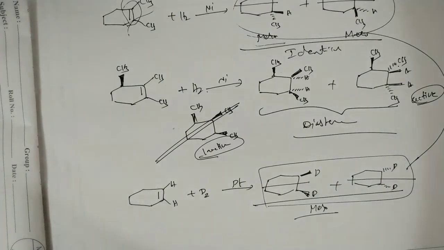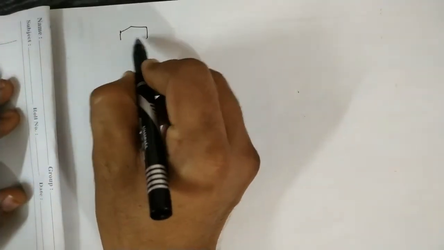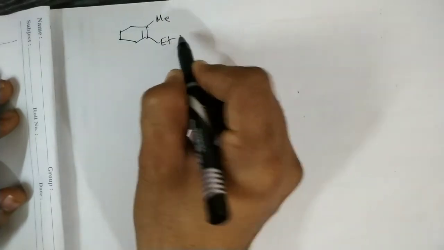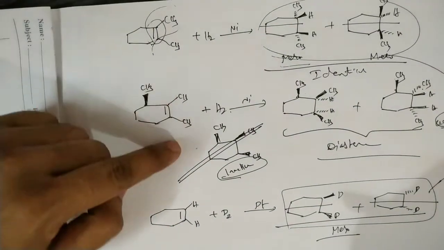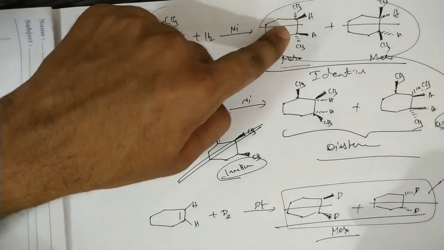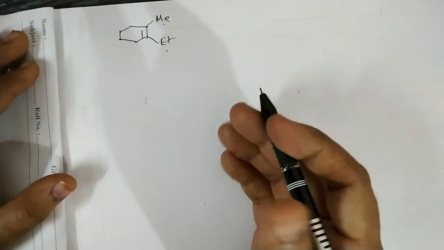Okay, so next, suppose this is a cyclohexene. Here in this case the alkyl group is methyl, and here the alkyl group is ethyl. As we discussed earlier, this is the methyl and this is the methyl; both are the same groups. So then a plane of symmetry can be possible. But in this case, one is methyl and one is ethyl. In this case, the plane of symmetry is not possible.